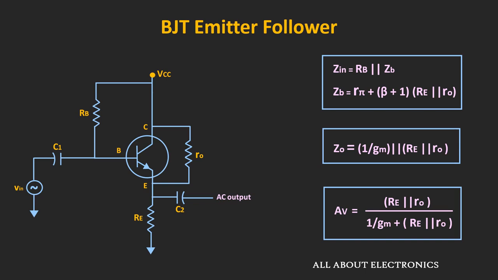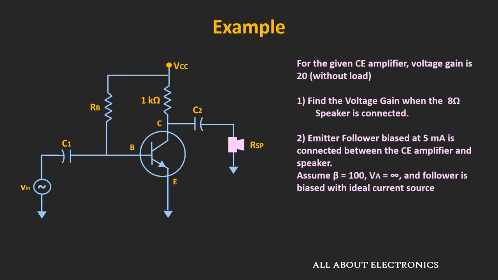And to understand it better, let us take one example. So here we have been given one common emitter amplifier and we have been given that its voltage gain is 20 when there is no load connected to it. So in the first case, we have been asked to find the voltage gain of the circuit when we connect an 8 ohm speaker at the output. While in the second case, this emitter follower, which is biased at 5 mA, is connected between the amplifier and the speaker. And in that case, we have been asked to find the voltage gain.